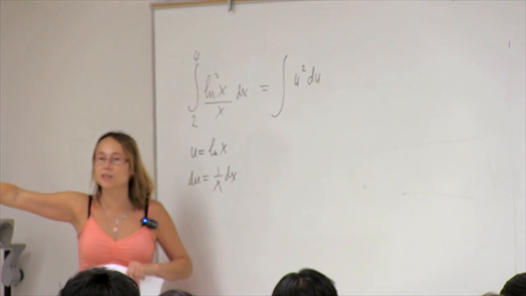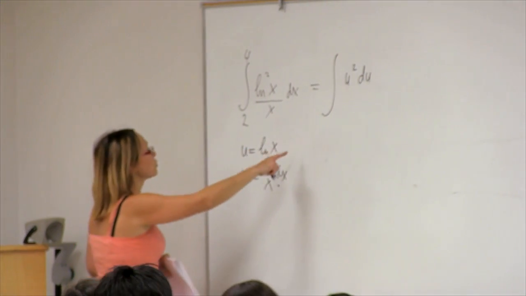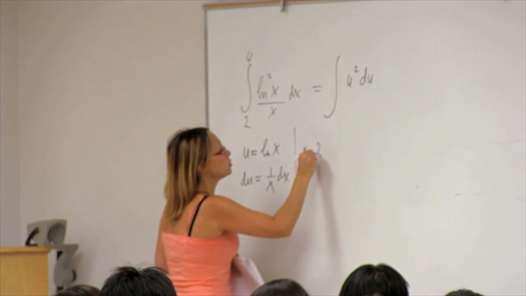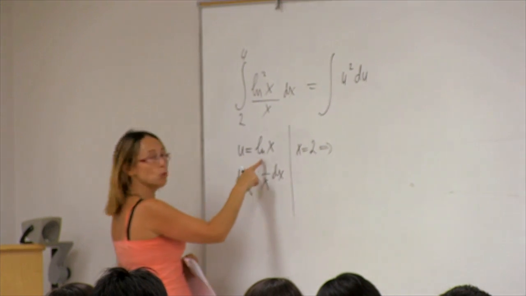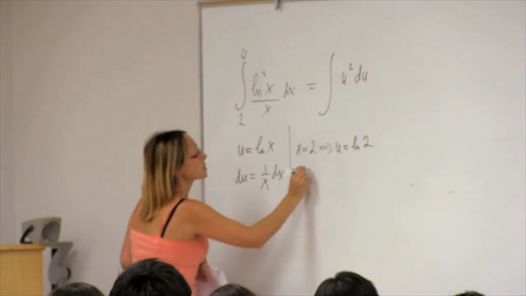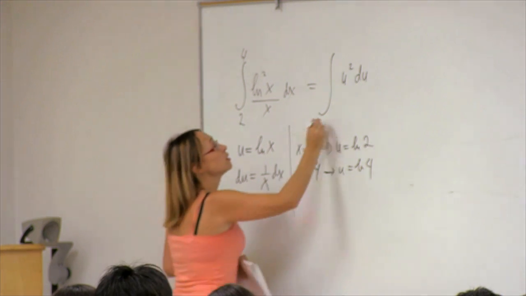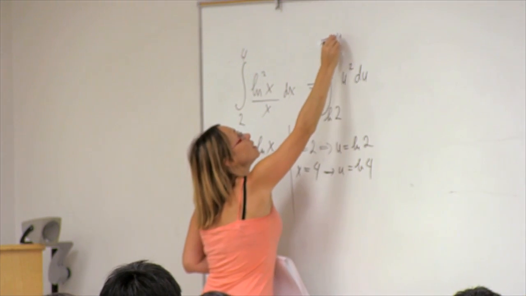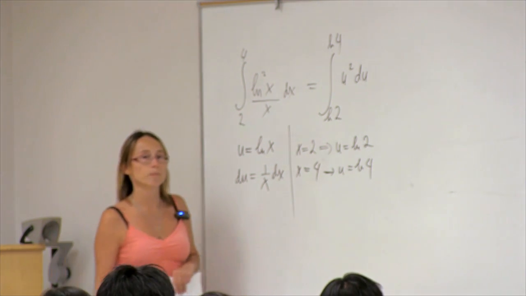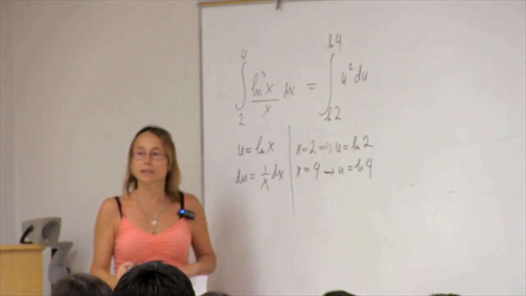I'm forgetting one thing here, which is the limits. The limits, I didn't have to worry about those for the indefinite integral. Now I have to worry about the limits. What happens to the limits? So x goes from 2 to 4. So when x equals 2, what happens to u? U is log 2, right? When x equals 4, u is log 4. So my limits change. And that's what I should never forget. Okay? When I have a definite integral, not only do I transform the integrand, I also transform the limits of integration.